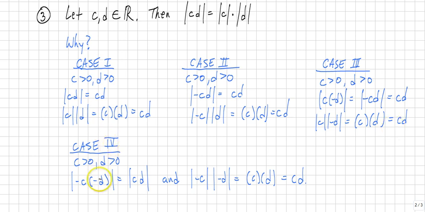But case 4 is what if both C and D are negative? So C is negative and D is negative. Well, we know that a negative 1 times a negative 1 is a positive 1, and you're back to just CD, which we know is CD. And then the absolute value of negative C is C, and the absolute value of negative D is D, so you end up with CD again. So no matter what combination of numbers you use here, that'll always be true.